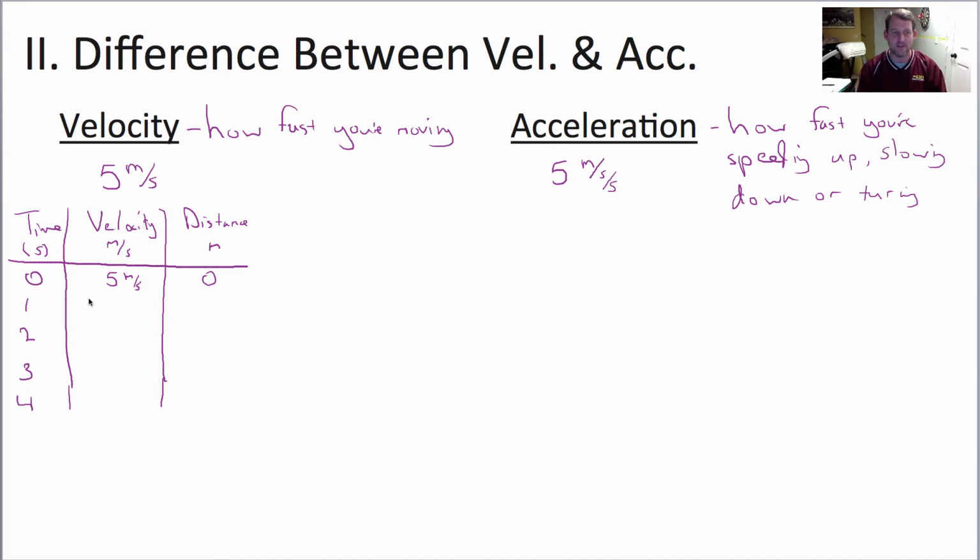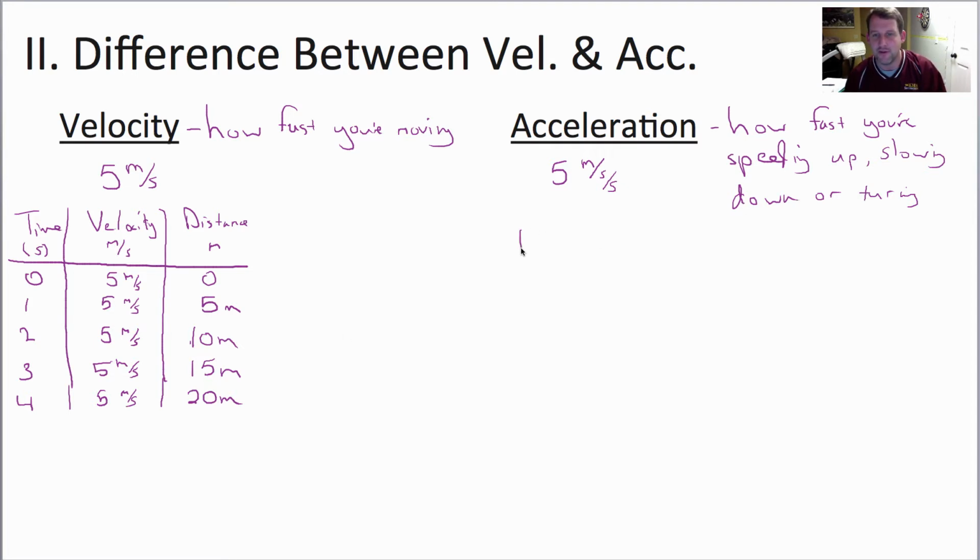Now, our velocity is constant here, so at 1 second, we're still moving at 5 meters per second. And our distance we've traveled now, after 1 second of moving that fast, is 5 meters. Now after the second, 5 meters per second, we're still moving at constant speed. So we can just put those all the way down through here. Right? After the second, we've moved 10 meters. After the third second, we've moved 5 more meters for a total of 15 meters. After the fourth second, 5 more meters for a total of 20 meters. So every second, we've increased by 5 meters. So 5 meters per second.